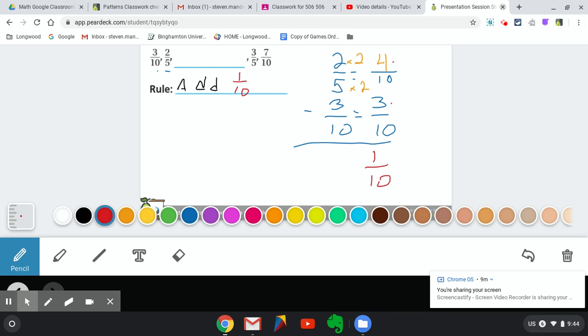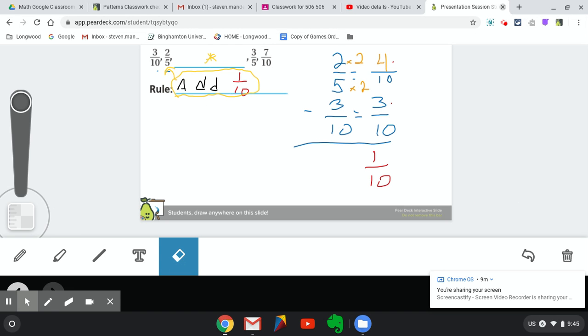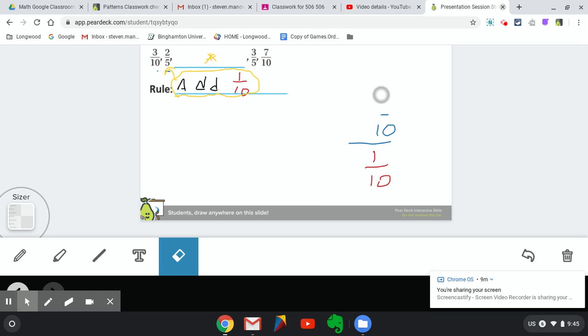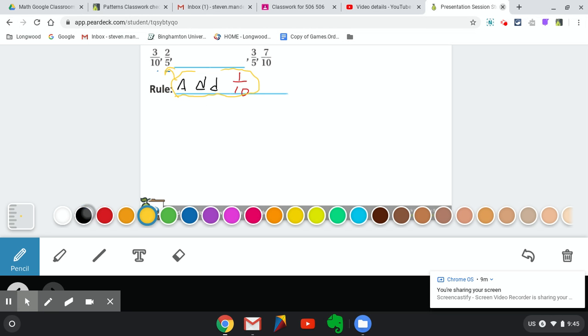So remember, this is for our rule still, right? We didn't figure out our rule yet. So our rule is going to be add 1/10, okay? Let me erase this up here. And then all we're going to do now is apply what the rule says to the number before the blank. So that's 2/5, right? We're going to go ahead and add 1/10 to 2/5 because that's our rule. That's going to give us this missing number right in here.